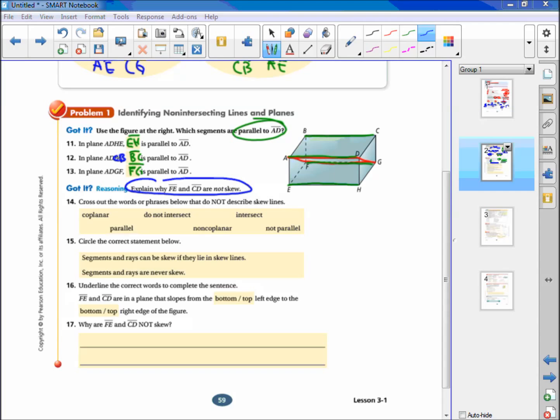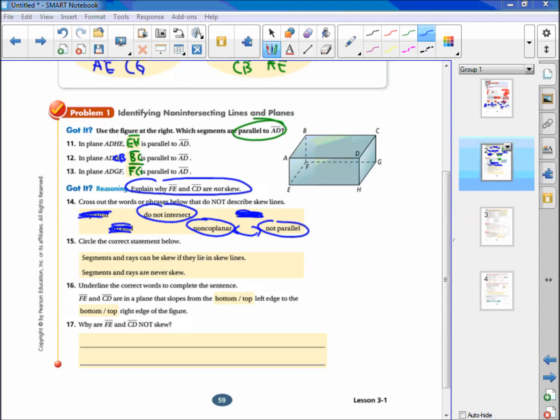Okay. All right. So let's erase the diagram up here and then take a look at it again with new eyes. So cross out the words or phrases below that do not describe skew lines. Okay. So remember, skew lines are not coplanar, so we want to get rid of that one. They are definitely not parallel, so we want to get rid of that one. And they definitely do not intersect, so we want to get rid of that one. So the definition of skew lines are two lines that do not intersect, are not coplanar, and are not parallel. Okay. All right, so these two are kind of redundant because they can't be parallel if they're not coplanar. So really, we don't need the not parallel part.